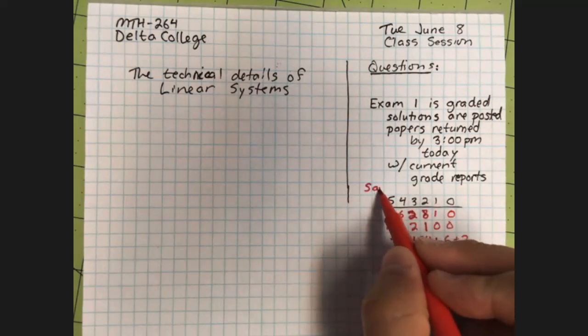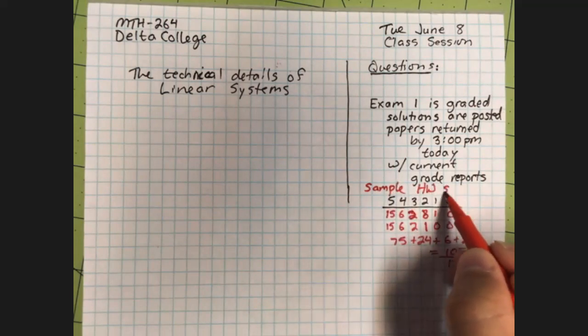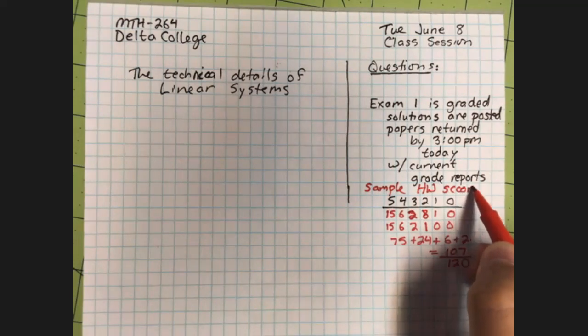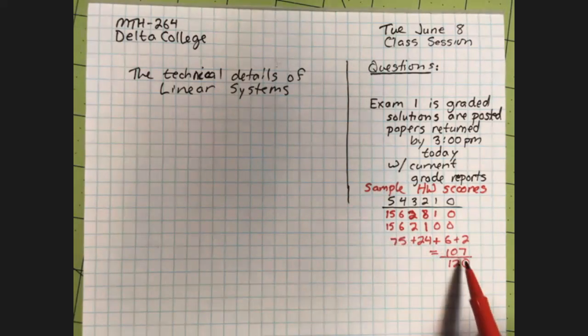So this is a sample homework scores. So out of the 120 points max, this fictitious person got 107.